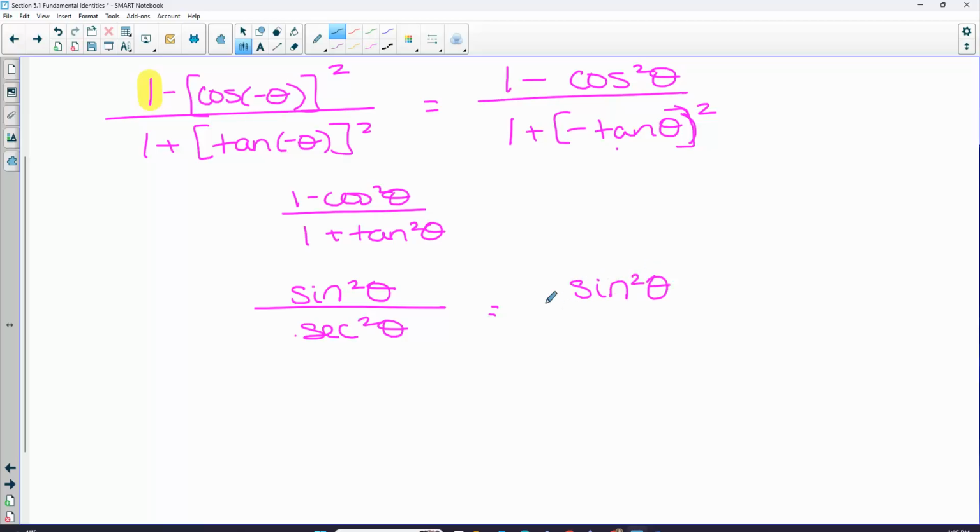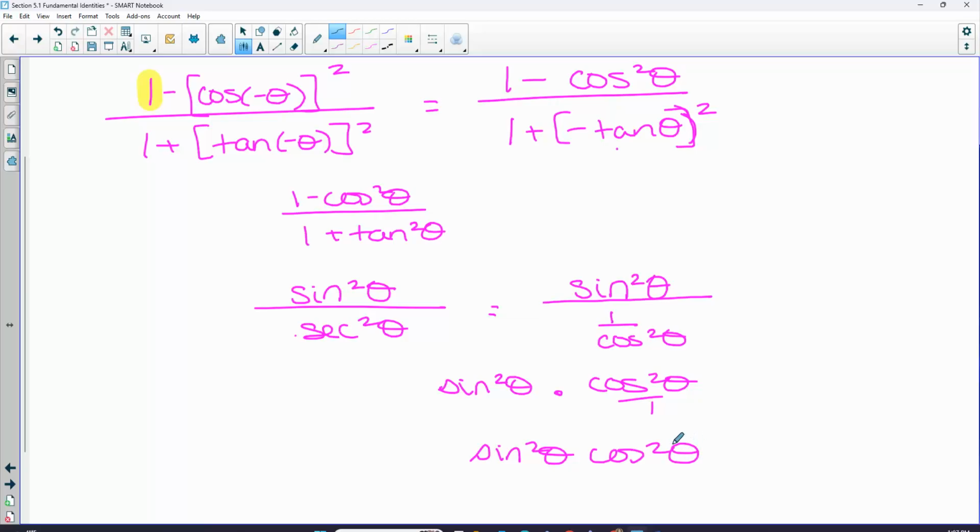Let's just see if anything else happens. Secant is the reciprocal of what? So I could write that as 1 over a cosine squared. How do you divide fractions? You take it times and flip that one, right? So it just turns into sine squared times cosine squared. Nothing else cancels because they weren't reciprocals of one another. So that's as simplified as we could get it.